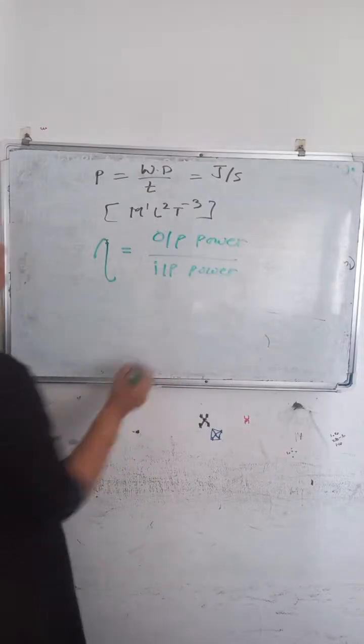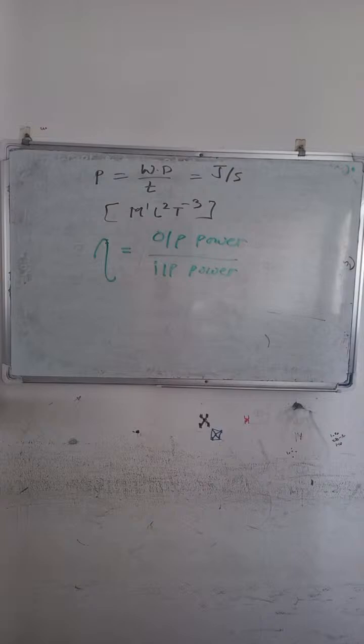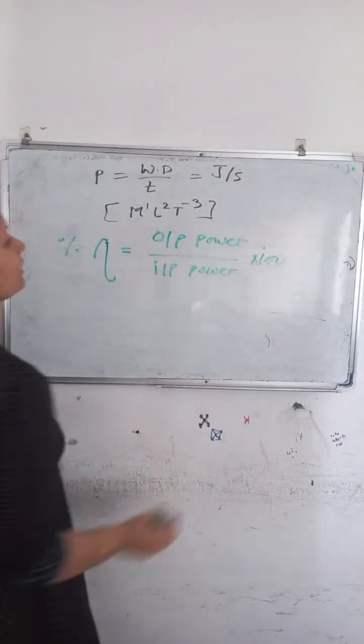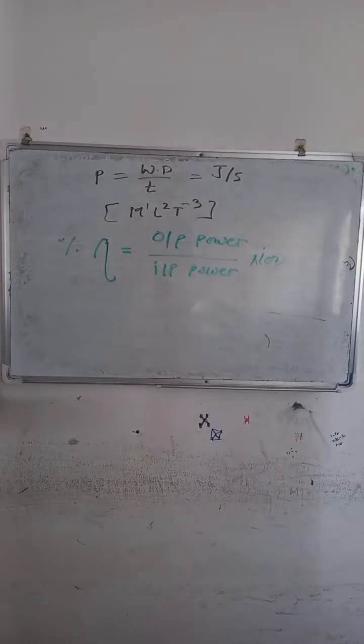This gives the efficiency of that device, and if you want the percentage, then multiply on both sides by 100. So you will get the efficiency in terms of percentage. I hope you understood this lecture.